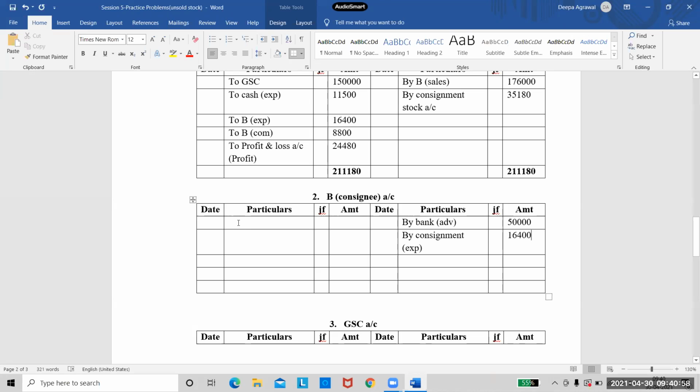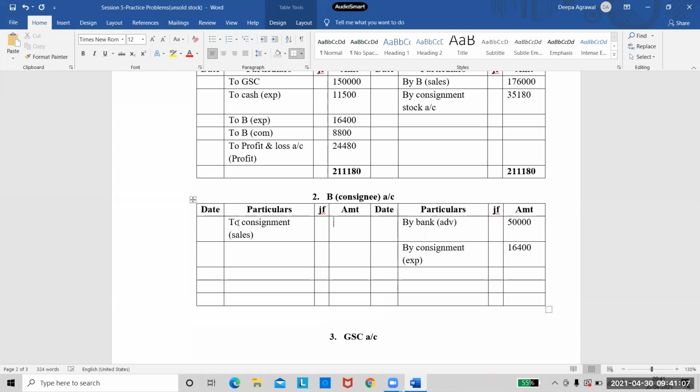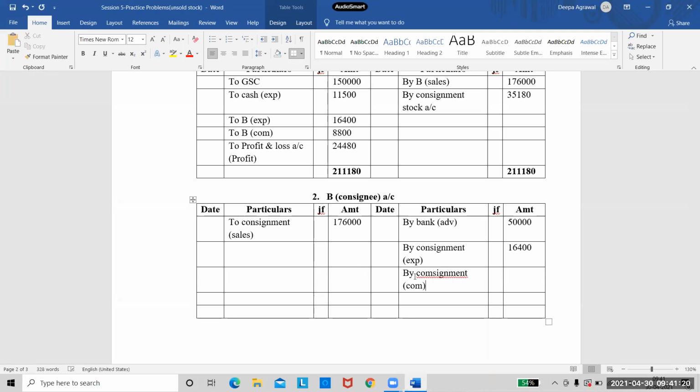The next entry is for his sales. So come to the debit side, again write the entry as to consignment, in brackets sales. The sales amount is 1,76,000. And then the next entry is for his commission. So come back to the credit side again, by consignment, in brackets his commission. See, all these are the same entries. There's no change in these entries. 8,800 is the commission amount. So we have transferred all the entries.